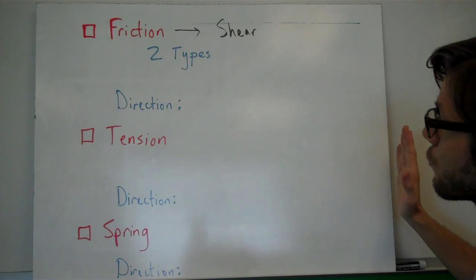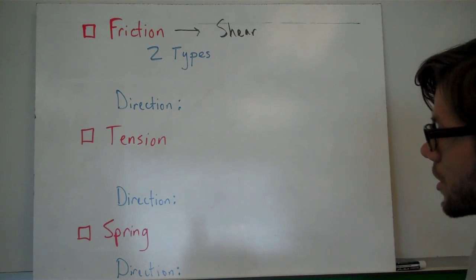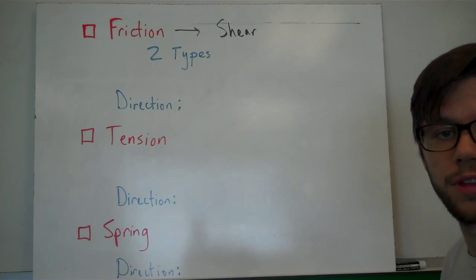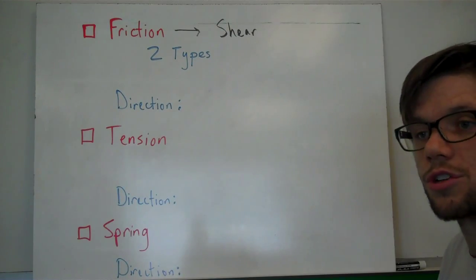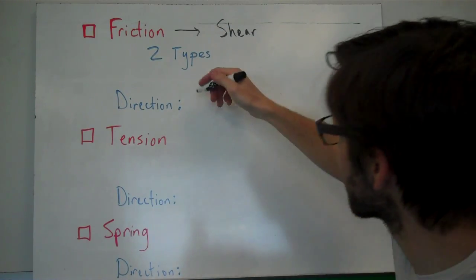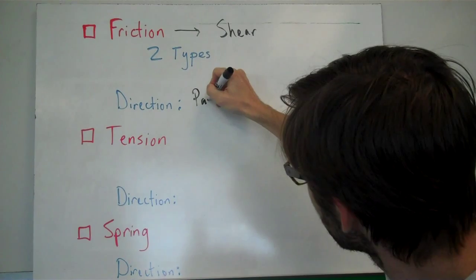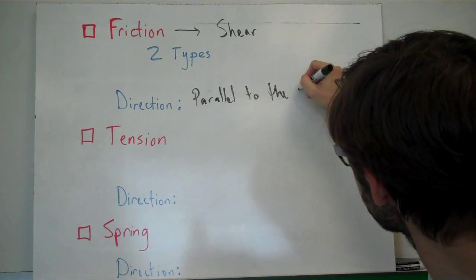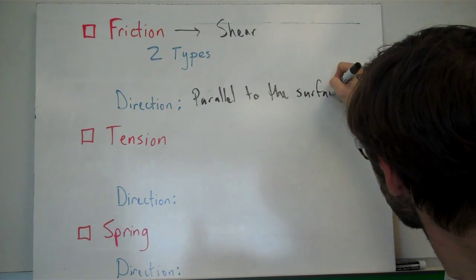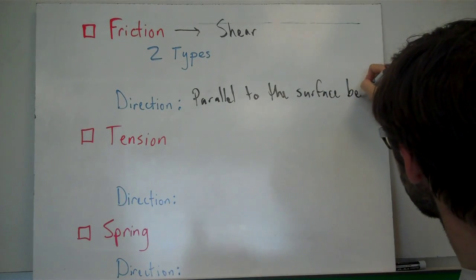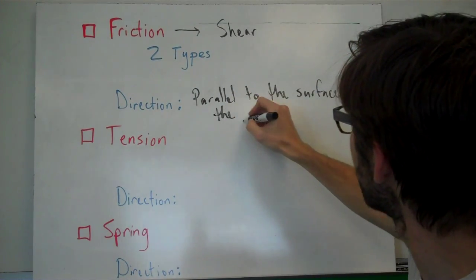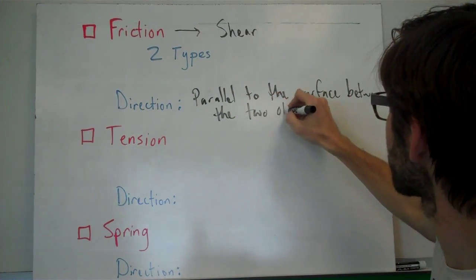Friction, as it has a direction associated with it, is always parallel to the motion of the objects, or parallel to the surface between those two objects. So we're going to write it like this. It's parallel to the surface between the two objects.